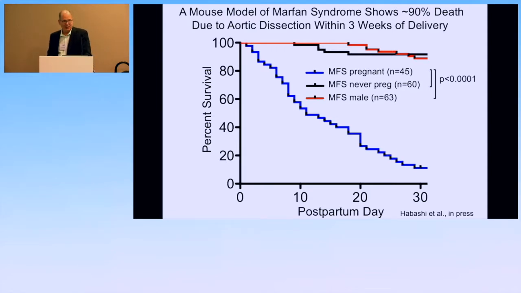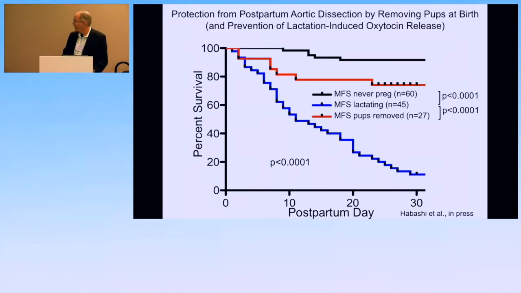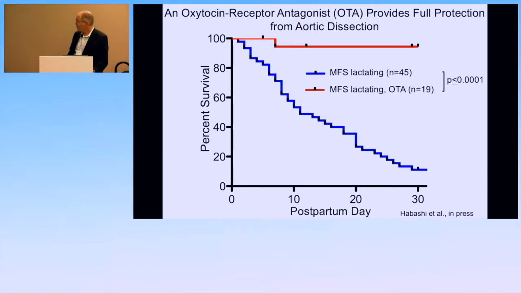What would happen if you allowed these mice to become pregnant, allowed them to deliver, but simply took the pups away right after birth to prevent lactation-induced oxytocin release? And the answer was that this simple manipulation transitioned survival from near 0% all the way up to about 80% just by removing the pups. We then asked, well, what would happen if you used a specific oxytocin receptor blocker toward the end of pregnancy and maintained its use after delivery? And the answer was that that led essentially to 100% survival in this Marfan mouse model.